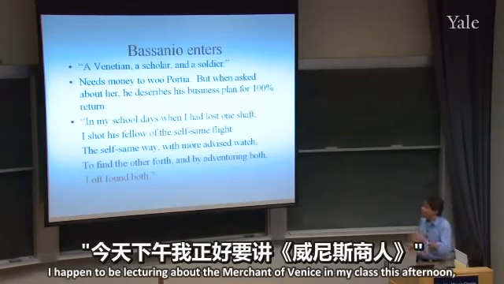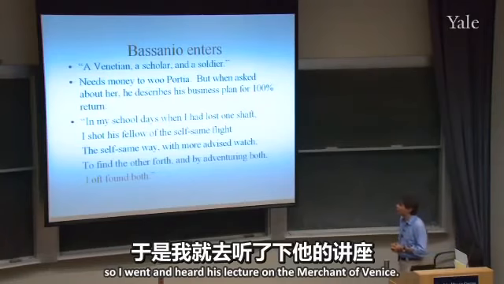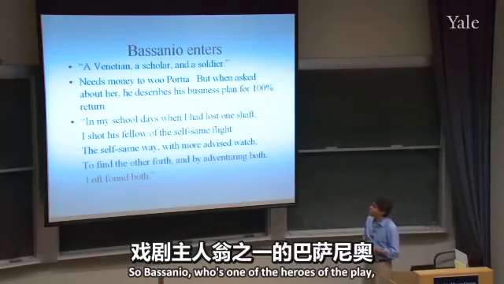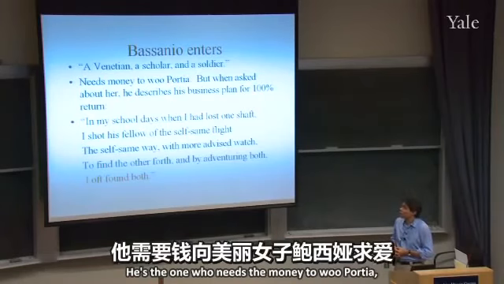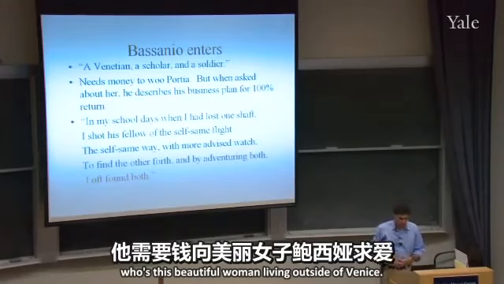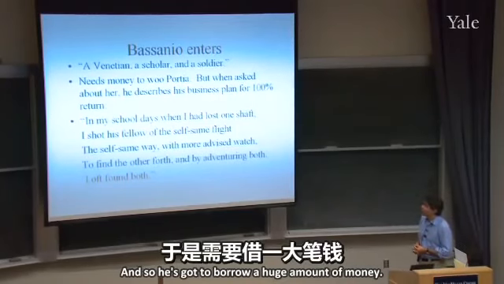But he said, "I happen to be lecturing about the Merchant of Venice in my class this afternoon." So I went and heard his lecture. Bassanio, who's one of the heroes of the play, according to Harold Bloom, is a complete loser. He's the one who needs the money to woo Portia, a beautiful woman living outside of Venice. So he's got to borrow a huge amount of money.